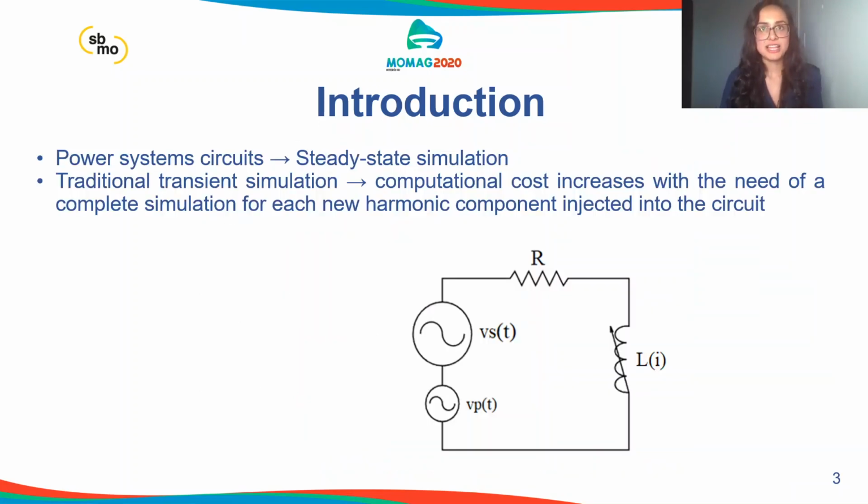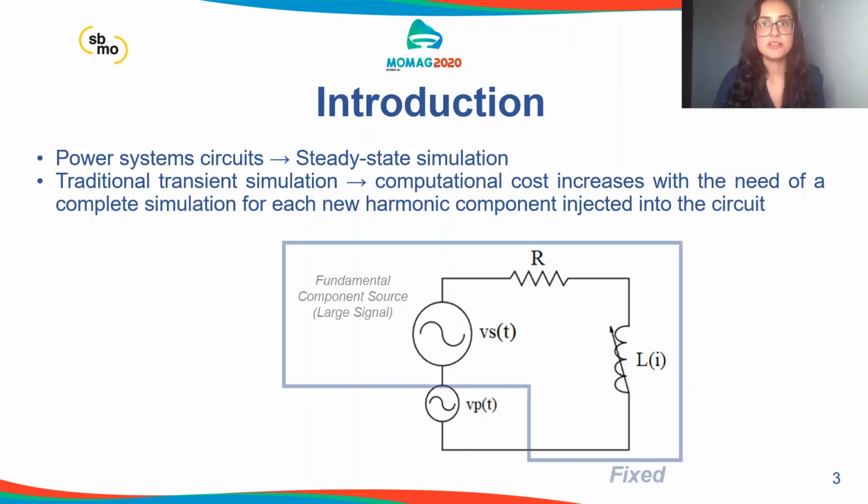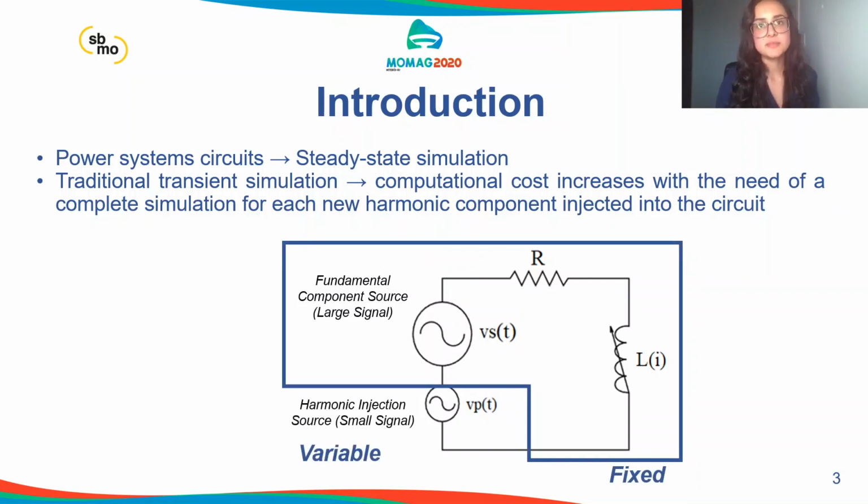In this case of analysis, the circuit topology and the fundamental amplitude injected by the independent source are fixed, varying only the amplitude of harmonic components injected by the independent sources. Using traditional transient simulation, a new complete circuit analysis is required for each new harmonic component injected into the circuit by independent grid sources. The objective of this work is to discuss two different approaches that allow performing such simulation in a computationally more efficient way.